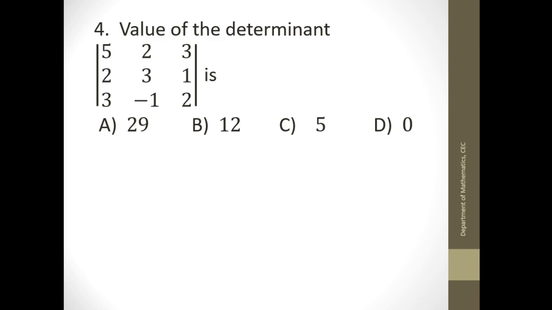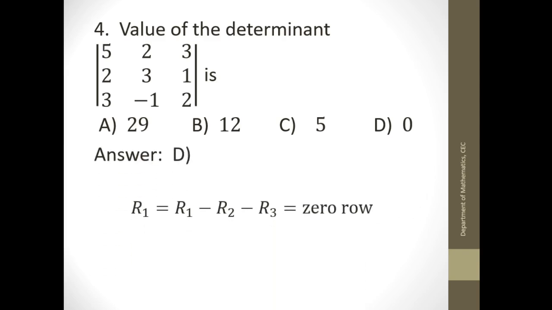Value of the determinant. To find the value of the determinant of this given matrix, here the sum of the second and third row is the first row. Therefore, its determinant value is 0. So from the first row, if you subtract the second and third row, the first row becomes a 0 row. Therefore, the determinant is 0.